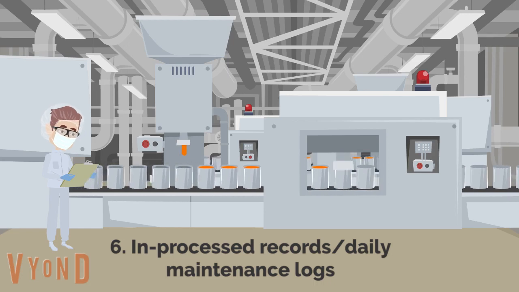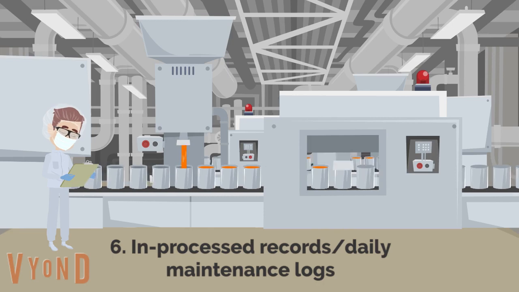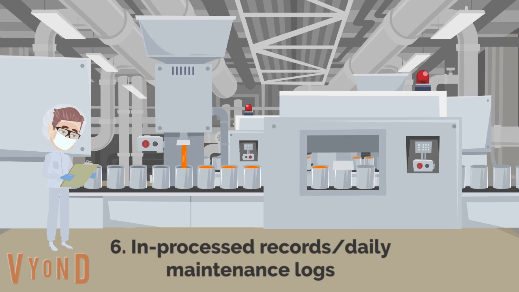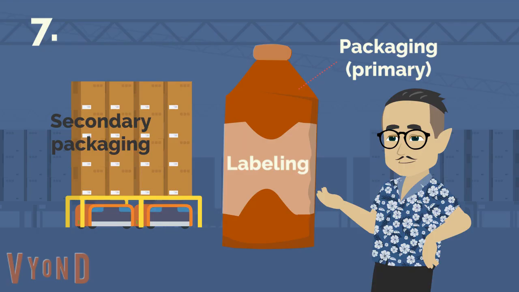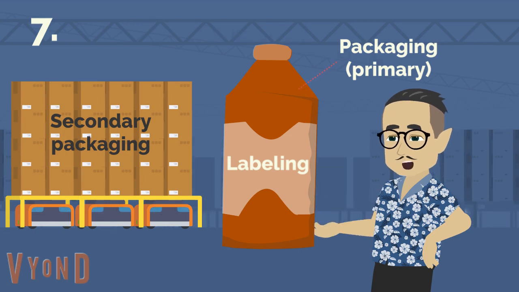By keeping the records, you can use the records later on if there are any reports or any complaints from the consumers related to safety or quality of the products. You can look back at your production. Number 7, it is about packaging and labeling.